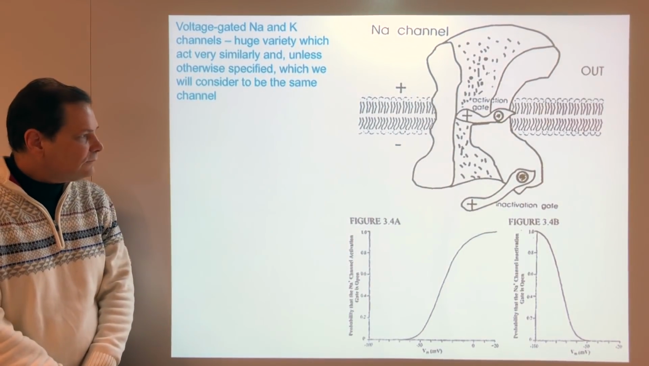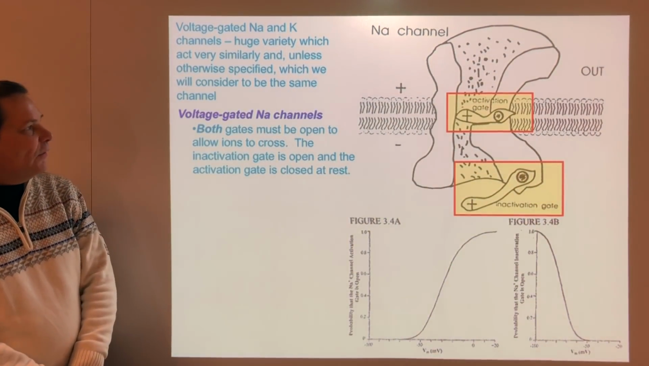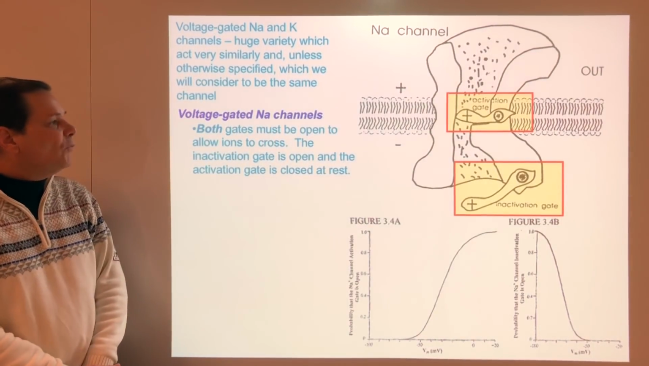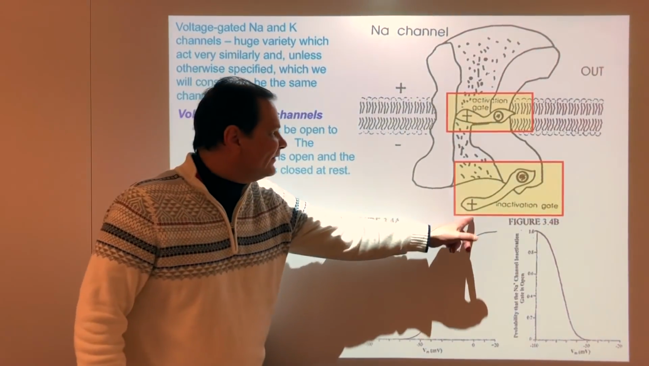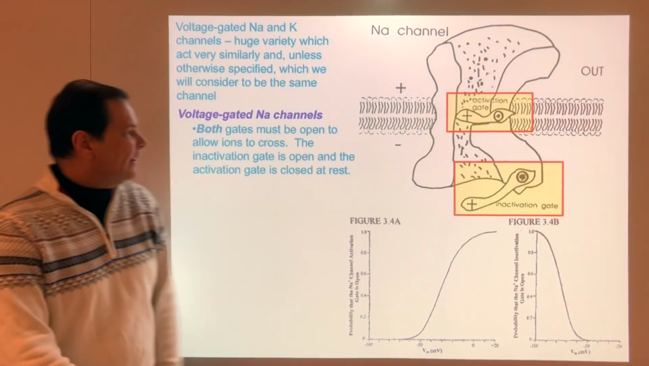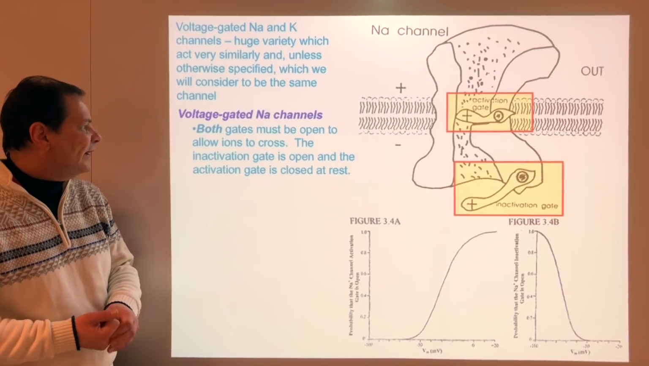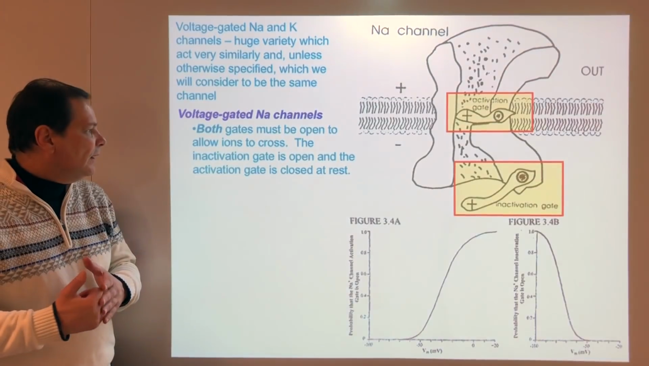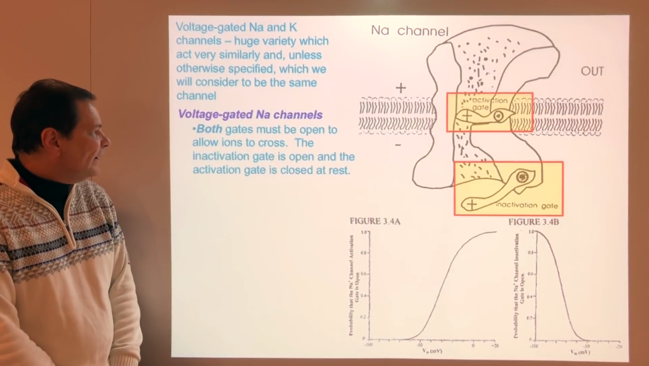Okay? All right. So first of all, you'll note the sodium channel here. We have an activation gate and an inactivation gate. Both gates must be open for this channel to conduct sodium, okay? If either of these is closed, sodium doesn't get through the channel, all right? If they're both open, then sodium will cross and flow according to the gradient, the electrochemical gradient.